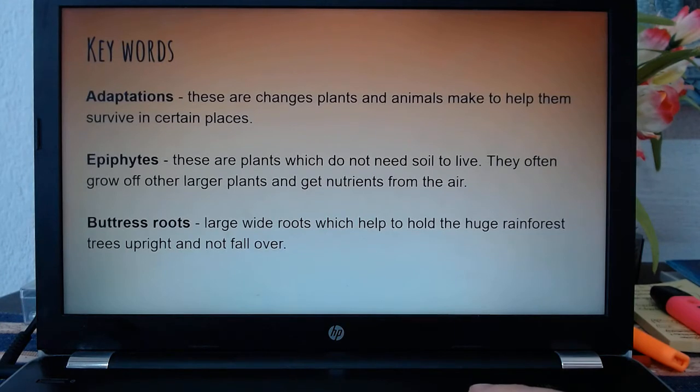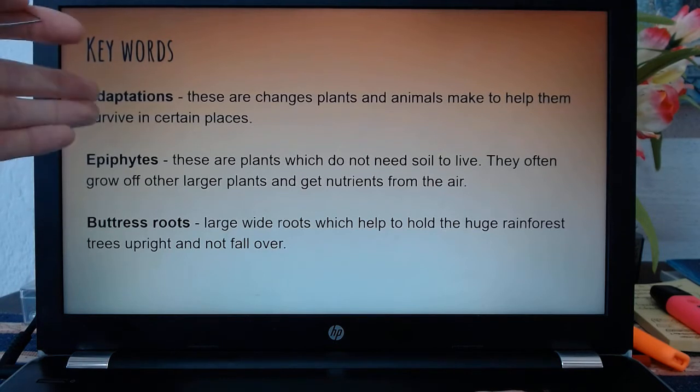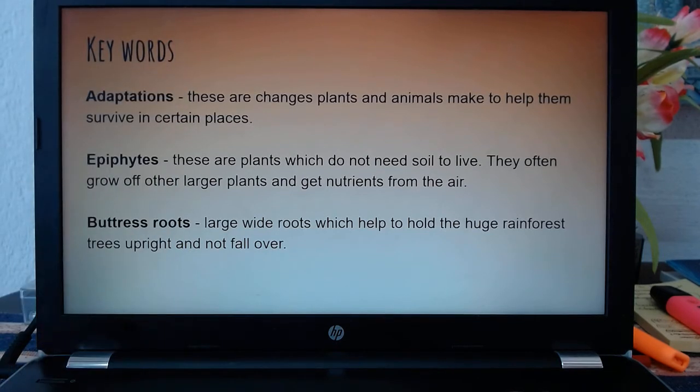We looked at some of these words the last day in your last lesson. Adaptations is very, very important. Epiphytes and buttress roots. Okay, so these are already some features of the rainforest. We've looked at the location. It's equatorial, it's along the equator, so it's very hot and very wet. Everywhere there's plants or animals, they have to adapt to their environment. So plants and animals have adapted massively to the rainforest, and you can see epiphytes and buttress roots there.